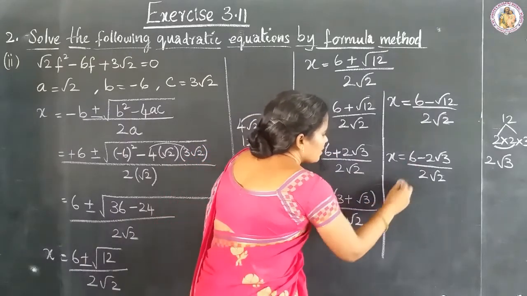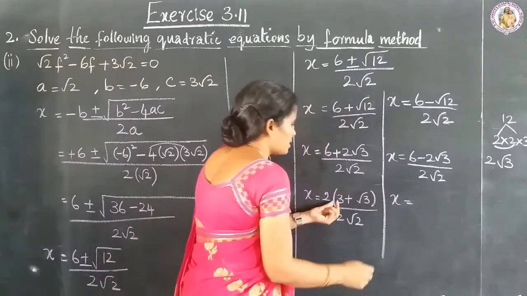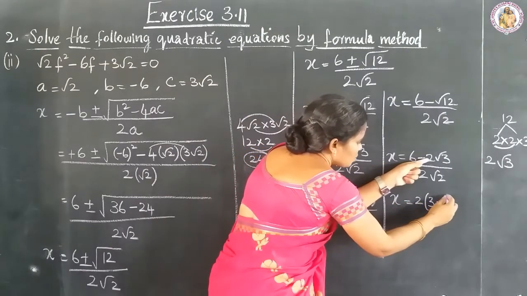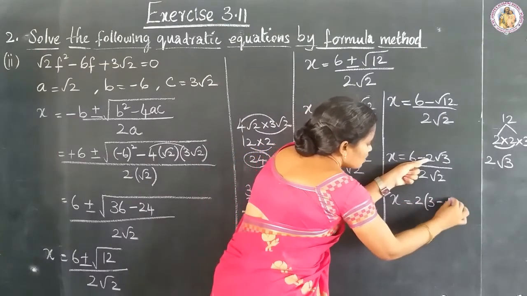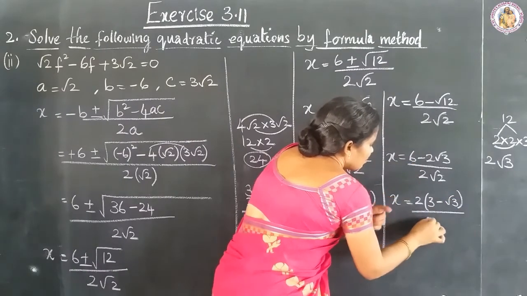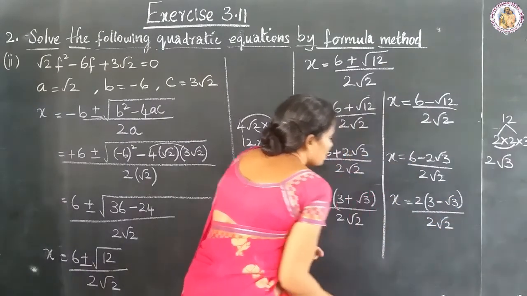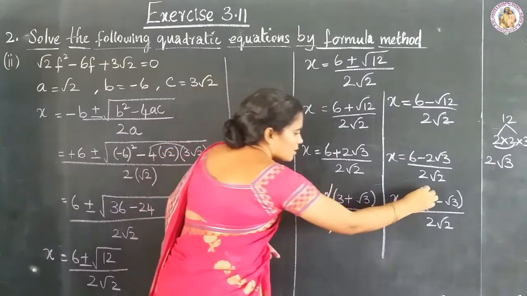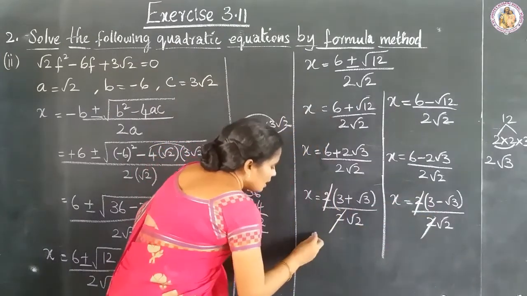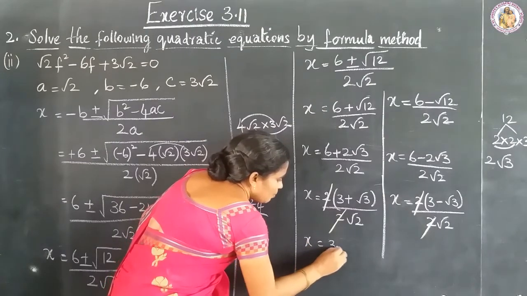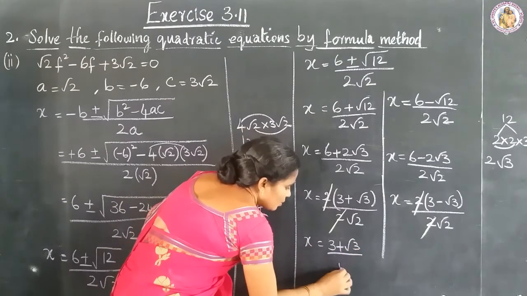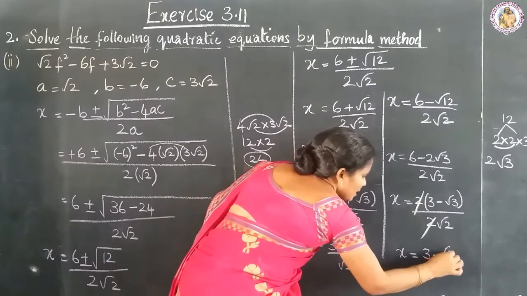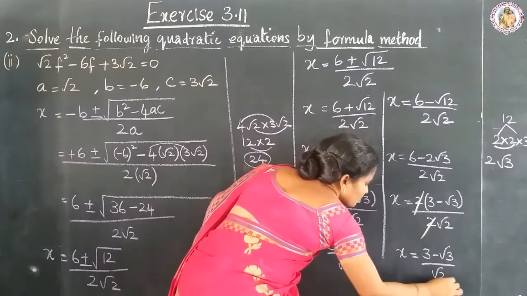And then x is equal to the same. 2 as common, 2 3s are 6, minus 2 1s are 2. So write the remaining root 3 divided by 2 root 2. Now the 2s cancel. Okay. And x is equal to 3 plus root 3 by root 2. And here x is equal to 3 minus root 3 by root 2.